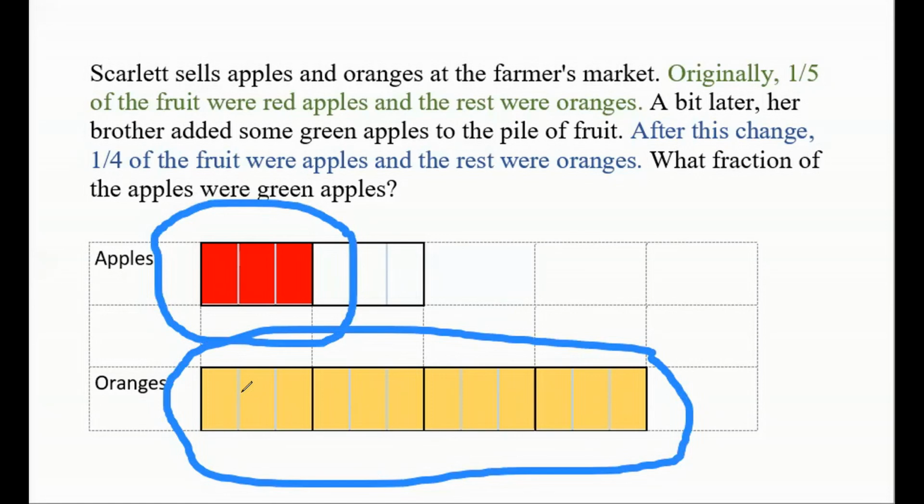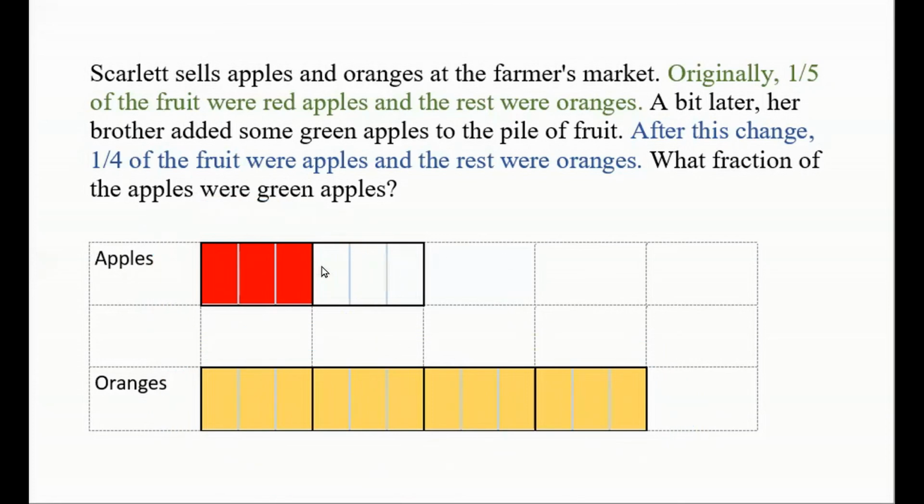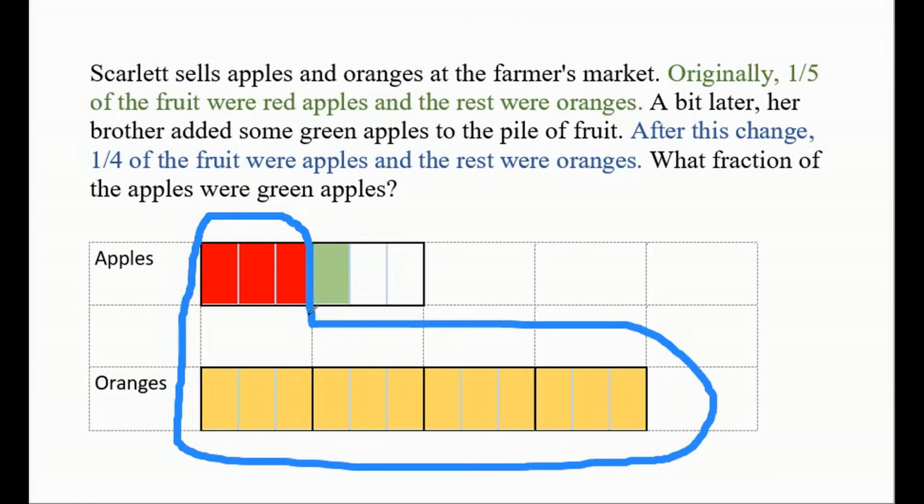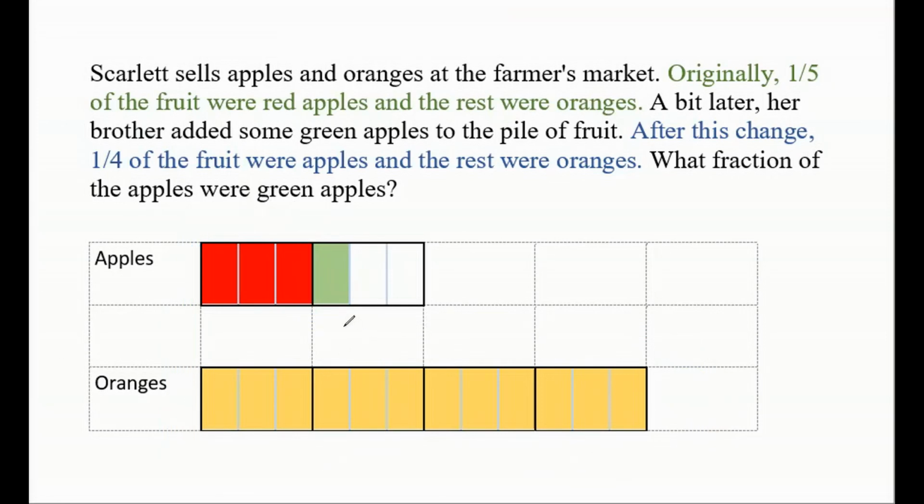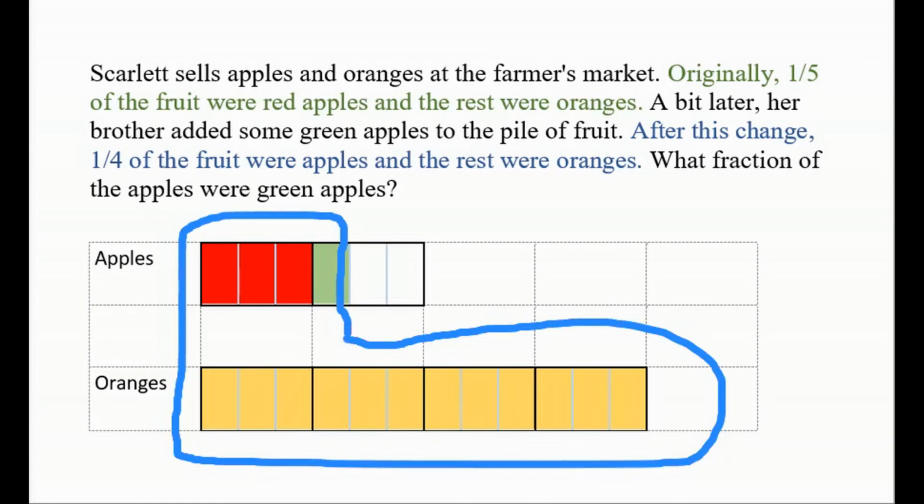Now I do have 3 slivers, 3 of the 4 slivers right over there. All I need to do is add 1 more sliver here. I'm going to make it green. If you just look at the original scenario, in the original scenario, 1/5 of this is red apples, and 1/4 of this are apples. So my picture is correct.